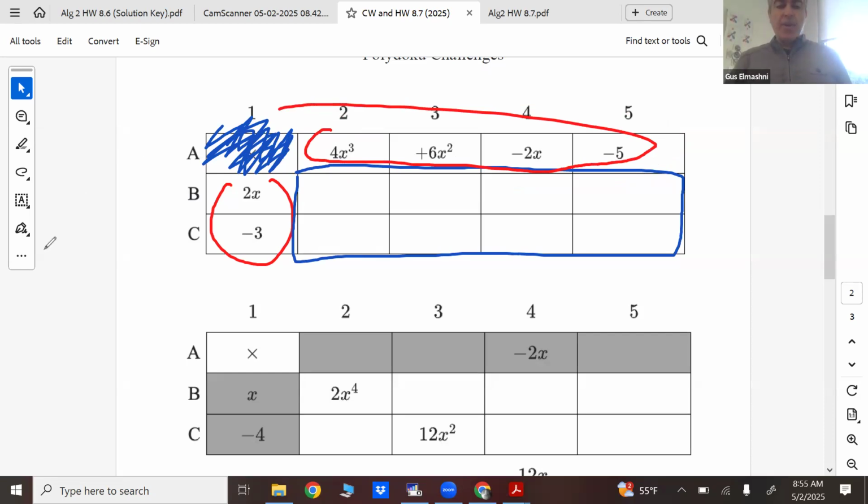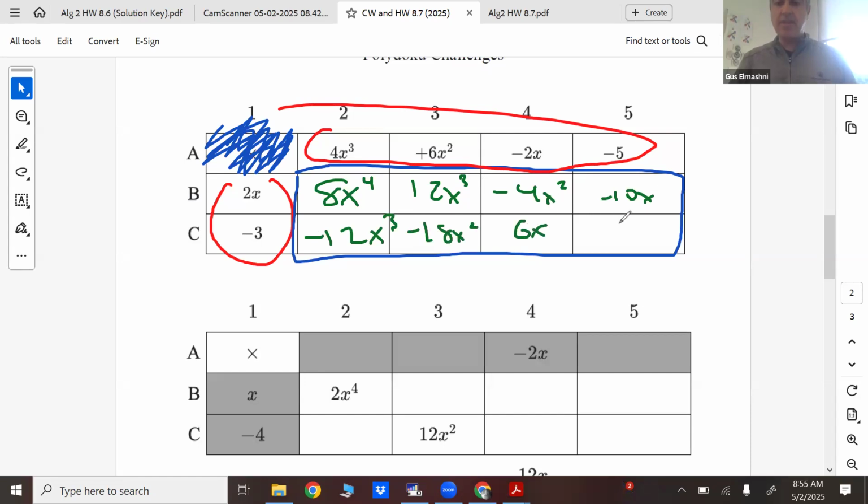Okay, so let's use green to multiply. What's 2x times 4x cubed? Yeah, and you just keep going in this motion, right? 12x squared, sorry, 12x cubed, negative 4x squared, negative 10x, and you keep going. Negative 12x cubed, negative 18x squared, 6x, yes, and 15. Does that make sense? That's very, very organized, right? 2x multiplied by each is 3, 4, sorry, negative 3 multiplied by each is 4. Great. What do I do next?